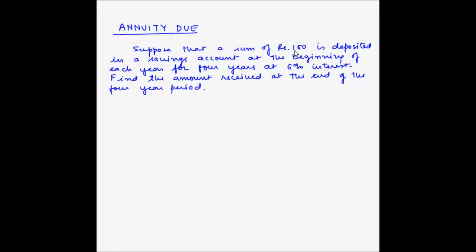Suppose that a sum of rupees 100 is deposited in a savings account at the beginning of each year for 4 years at 6% interest. Find the amount received at the end of the 4-year period. So here the amount of rupees 100 is deposited in the bank at the beginning of each year for 4 years. So let's draw the time scale.